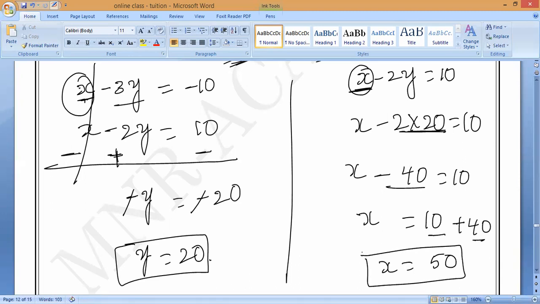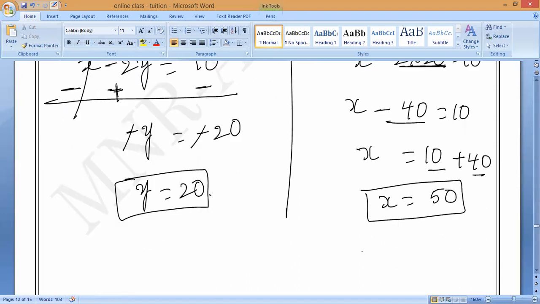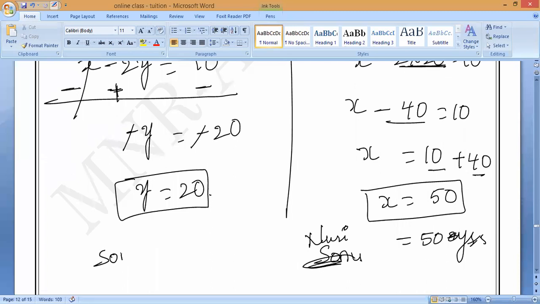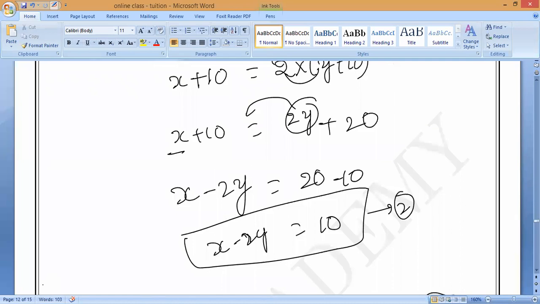What is X? X is Nuri's present age. X is equal to 50 years. Nuri's present age is 50 years, and Sonu's present age, Y, is 20 years. Any doubt? No doubt, ma'am.